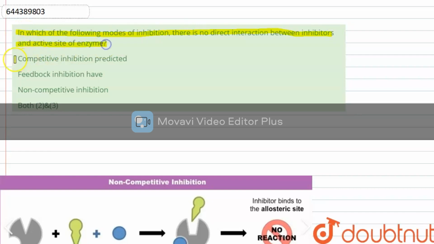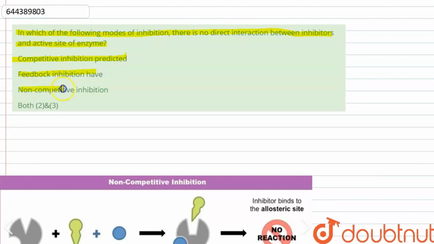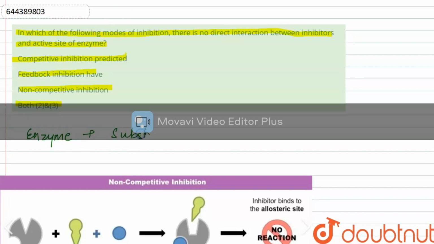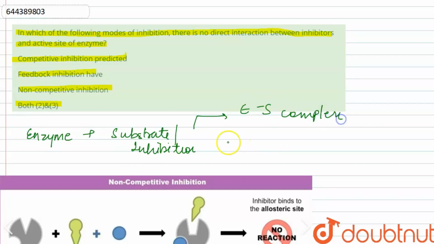In which of the following modes of inhibition is there no direct interaction between inhibitors and the active site of the enzyme? Competitive inhibition, feedback inhibition, non-competitive inhibition, or both 2 and 3. Now what happens is your enzyme gets attached to the substrate or to an inhibitor. If it gets attached to the substrate, it forms an enzyme-substrate complex, and if it binds with the inhibitor, no product is formed. Okay, no product is formed.